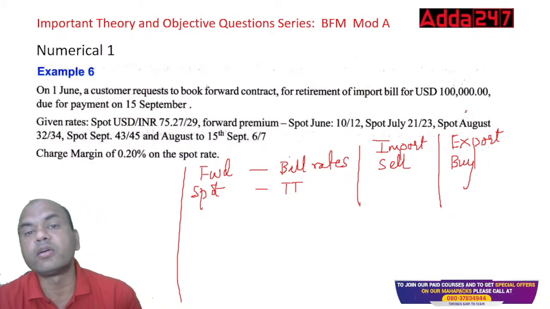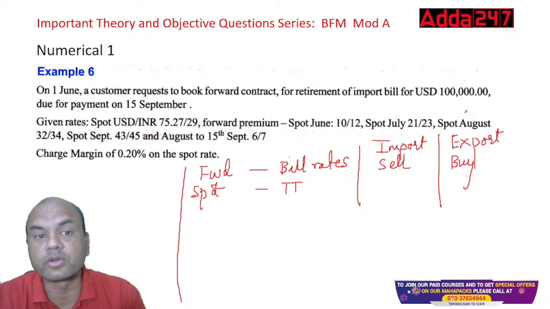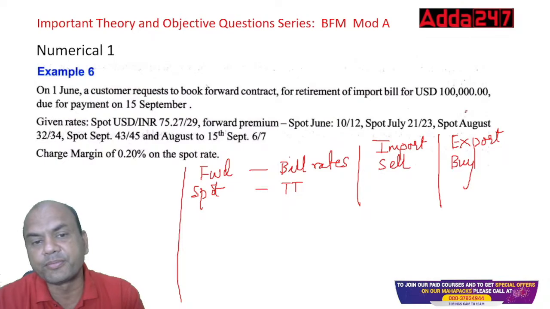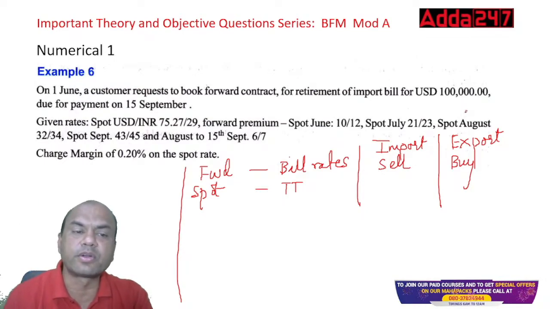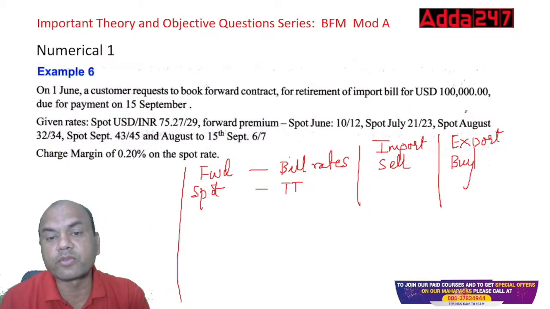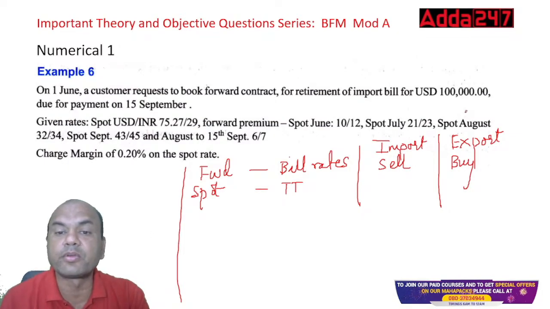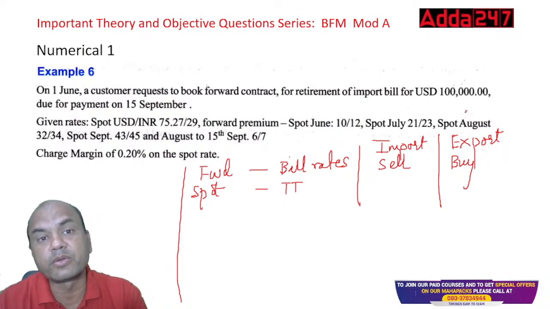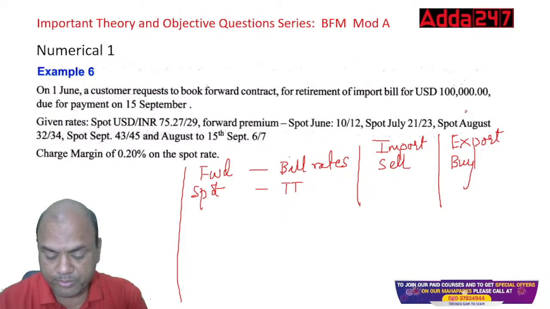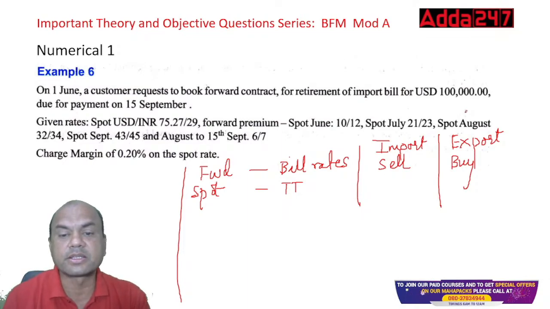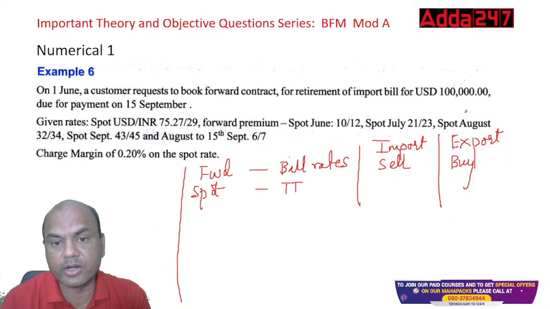Now I'll ask the questions also to you. Not only will I answer, but I'll ask the questions also. Based on this, tell me, what is given about this contract? On 1 June, the customer books a forward contract for retirement of an import bill. Retirement of import bill means the customer has to pay that import bill. And that payment is to be done on 15th September. So this customer has come to you on, let me draw it on the other page.